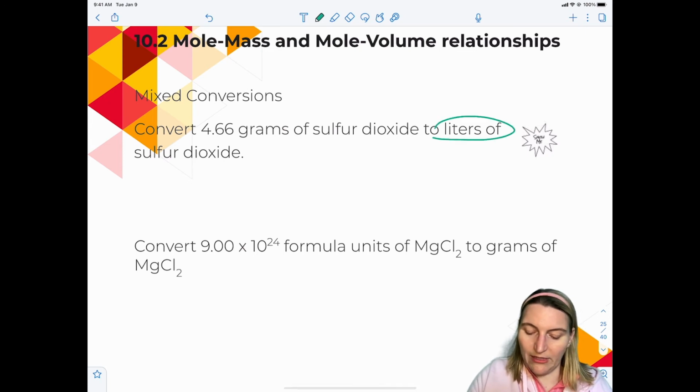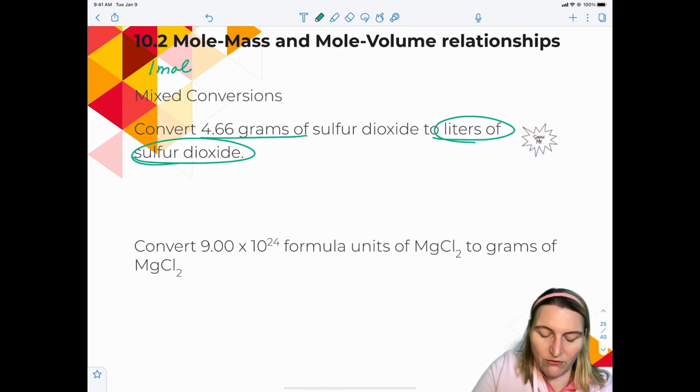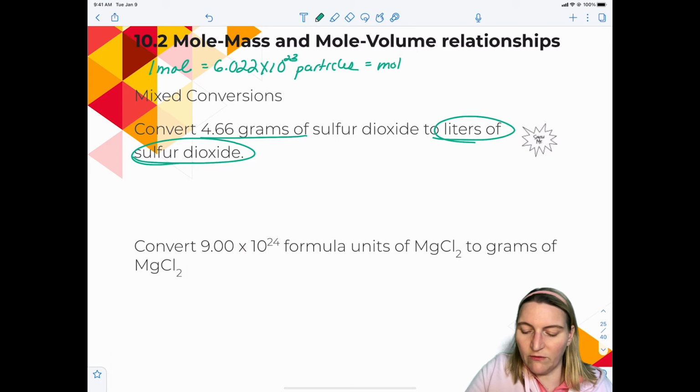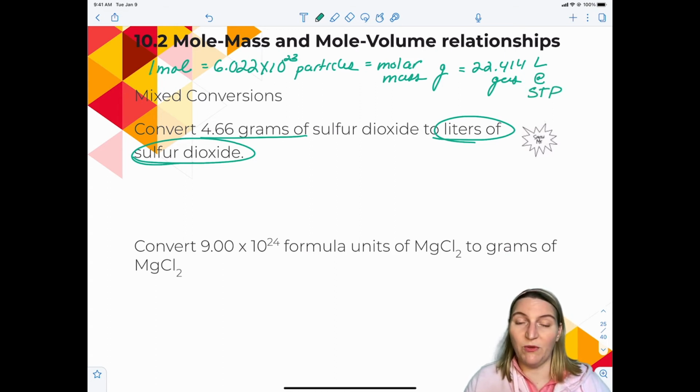Circle the do. What do I want? Liters of sulfur dioxide. Underline the clue. So I know, for sulfur dioxide, this would be for every compound, 1 mole is equal to 6.022 times 10 to the 23rd particles, and is equal to the molar mass in grams. And that would also be equal to 22.414 liters of a gas at STP. So if the substance isn't a gas at STP, we could never use 22.414. But this sulfur dioxide is a gas at STP.